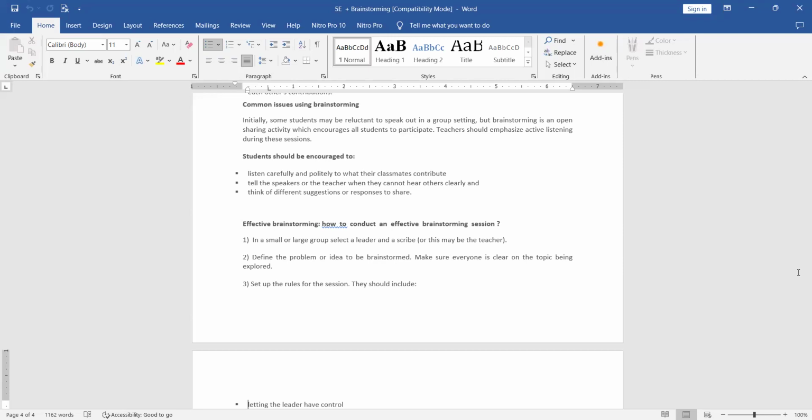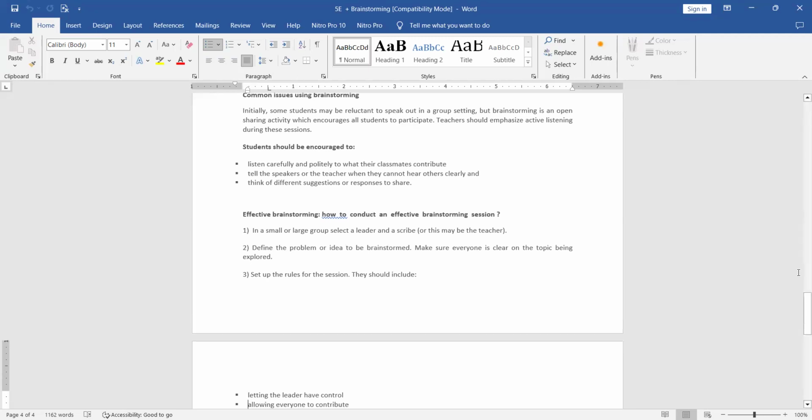Define the problem or idea to be brainstormed. Then the teacher has to introduce the idea. Make sure everyone is clear on the topic being explored. Everyone knows that this is the topic they are brainstorming. It's very clear. And set up the rules for the session.